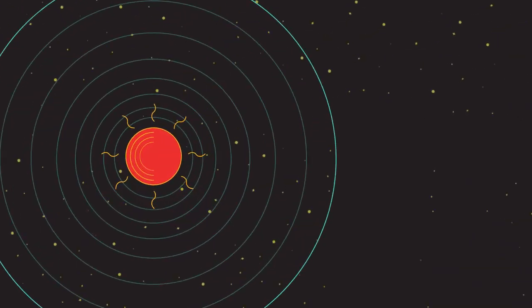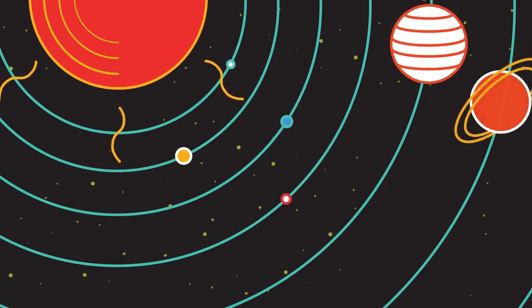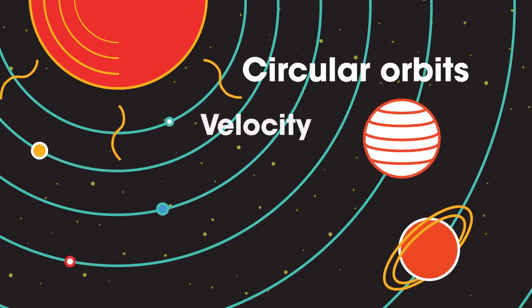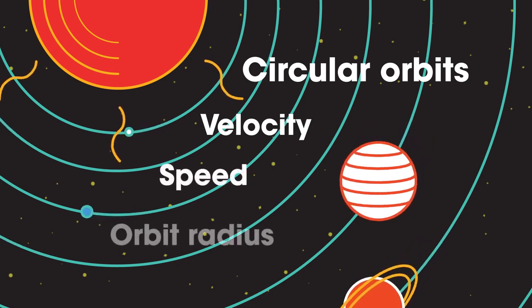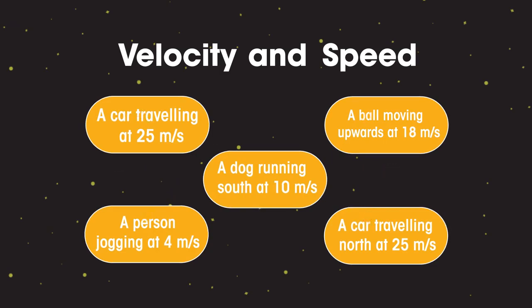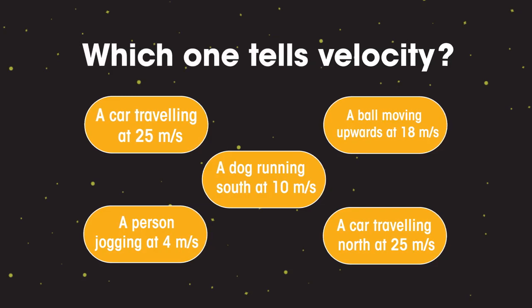In this video, we're going to look at some ideas that are out of this world. We're going to look at circular orbits of planets, velocity, speed, and orbit radius. First of all, let's learn the difference between velocity and speed. Which of these measurements tells us a velocity?